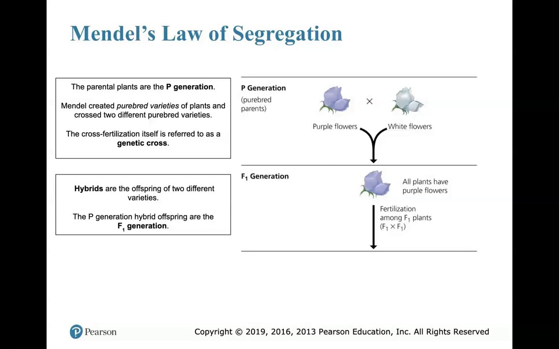So Mendel went ahead and further crossed F1 to F1. So he mixed one F1 offspring to another F1 offspring. So here, mated them, if you will. And he then, from that cross, got the F2 generation.